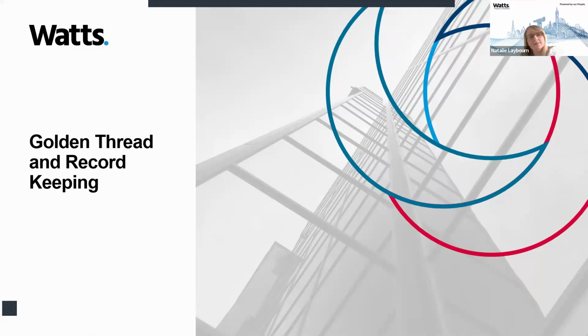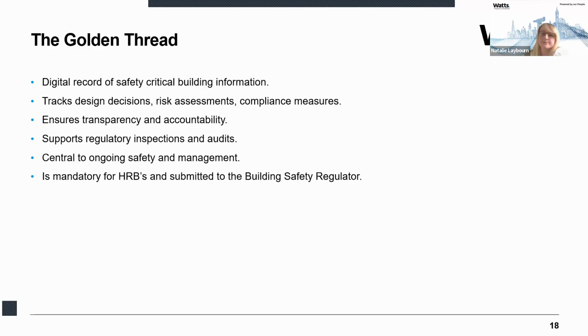The golden thread and record keeping. So the golden thread is a digital record of all safety critical information about a building. It brings together details such as design decisions, risk assessments, and evidence of compliance with the Building Safety Act and regulations.